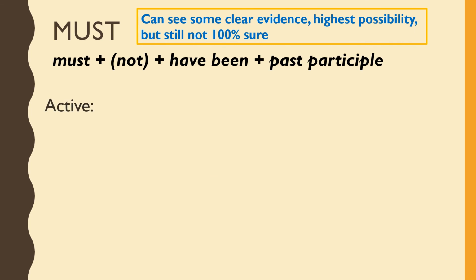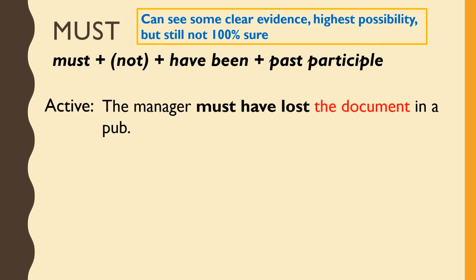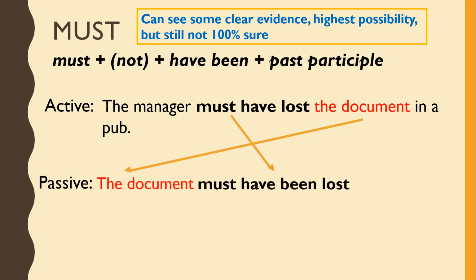For example, the manager must have lost the document in a pub. That means there is a higher chance that the manager lost that document in a pub than anywhere else. If we change this to a passive sentence, it would be the document must have been lost in a pub.